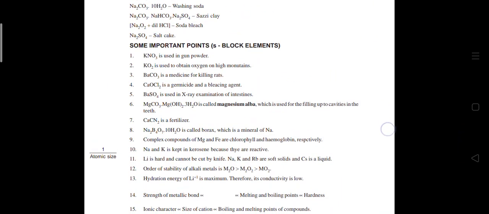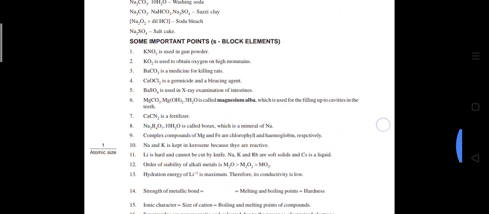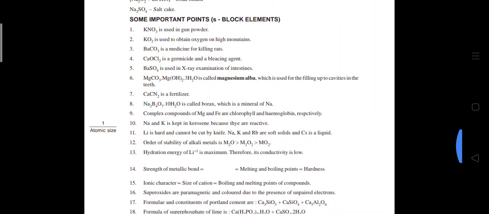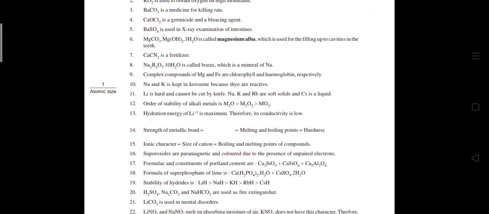Next are some important points of s-block elements. KNO3 is used in gunpowder. KO2 is used to obtain oxygen on high mountains. Barium carbonate is a medicine for killing rats. Calcium oxychloride is a germicide and a bleaching agent. Barium sulfate is used in X-ray examination of intestines.